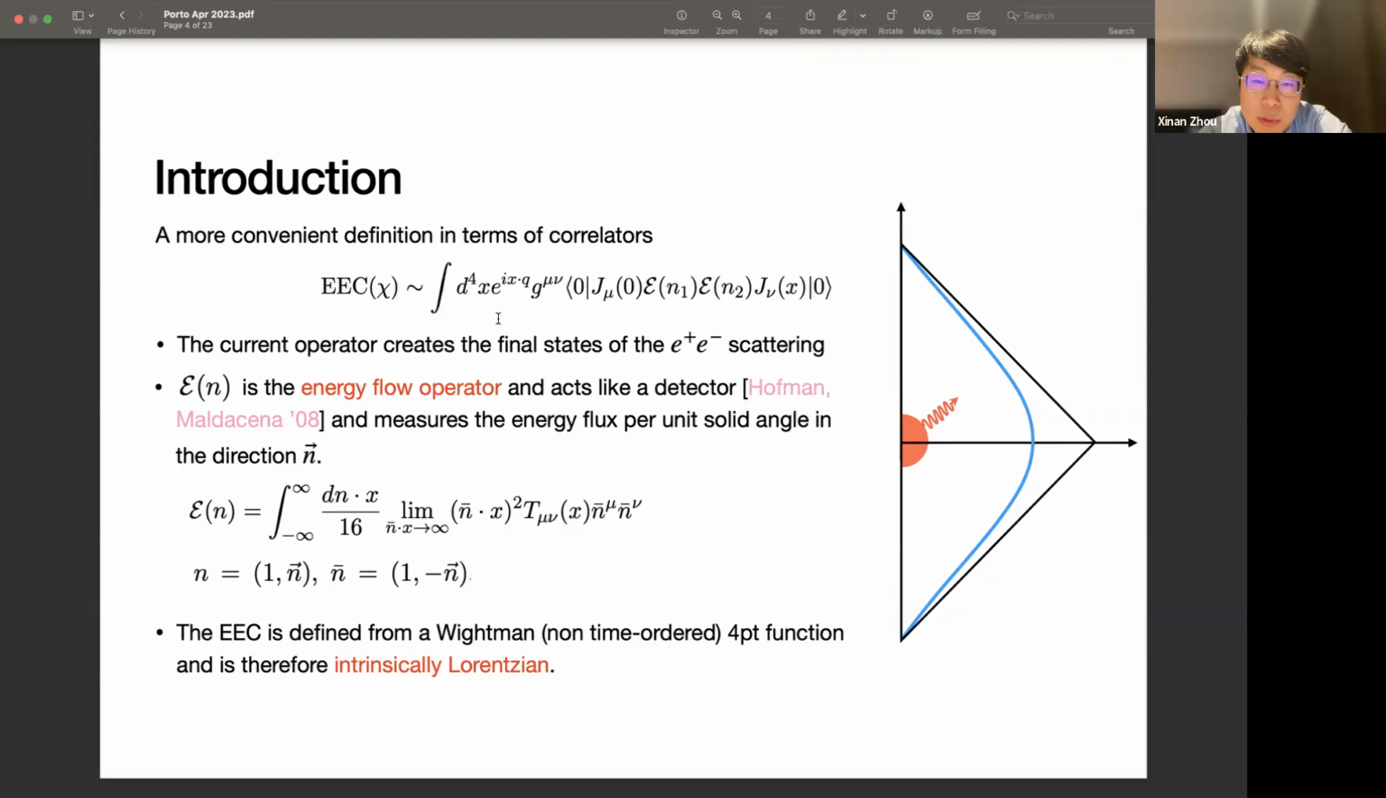One comment I want to make about this EEC, which is quite clear from this definition, is that it is defined on a Wightman 4-point function, in the sense that it is not time ordered. And therefore, the information captured by the EEC is intrinsically Lorentzian.